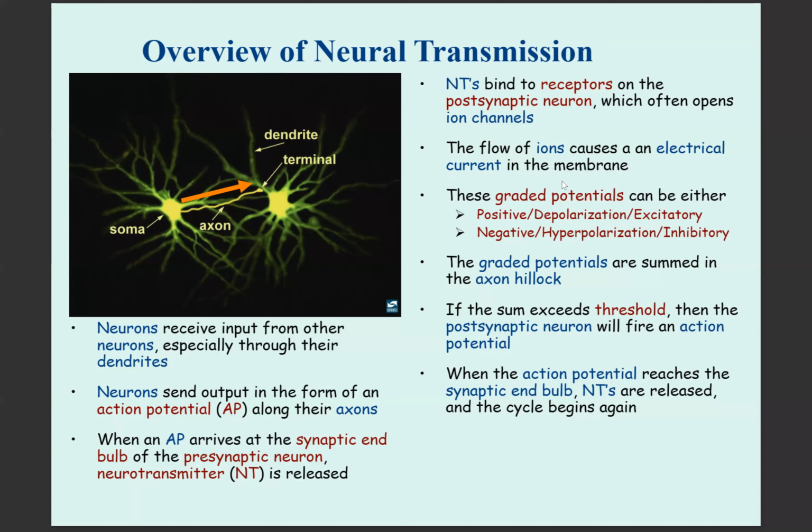Now, one thing we have to know is that the graded potentials are summed in the axon hillock, like the neck region. And if the sum exceeds the threshold, then the postsynaptic neuron will fire an action potential. When the action potential reaches the synaptic end bulb, neurotransmitters are released, and then the cycle begins again, which I explained on the whiteboard.